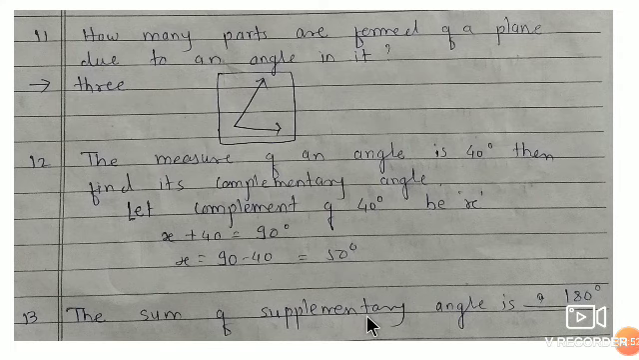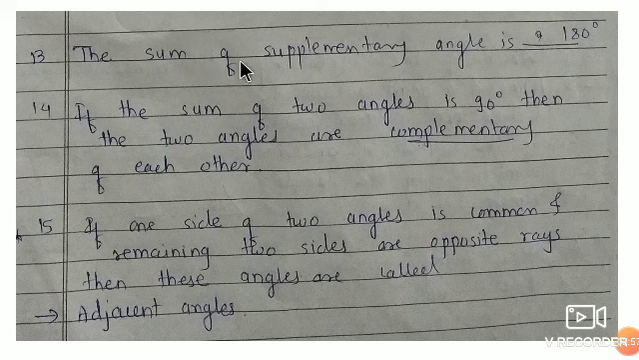The sum of supplementary angles is 180 degrees. If the sum of two angles is 90 degrees, then the two angles are called complementary angles or complements of each other. If one side of two angles is common and the remaining two sides are opposite rays, then these angles are called adjacent angles. Here 4 options are given: obtuse angle, complementary angle, opposite angles and adjacent angles.